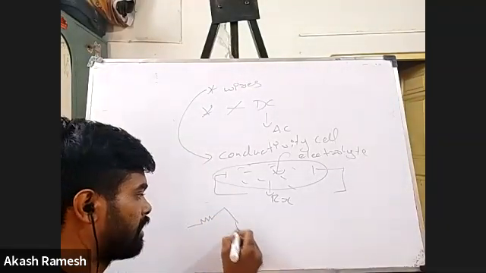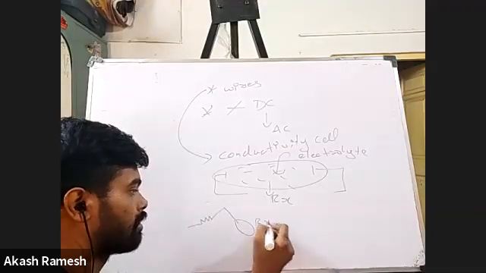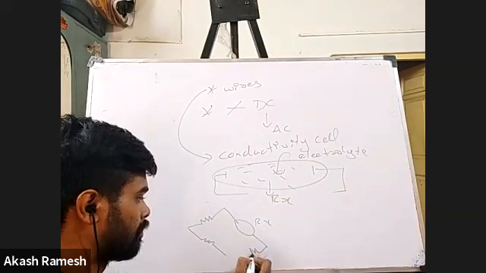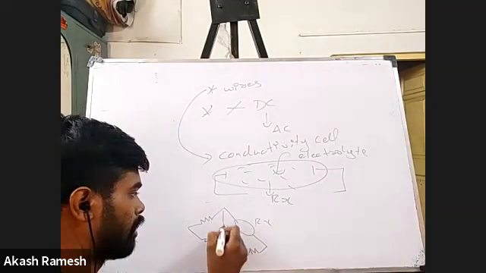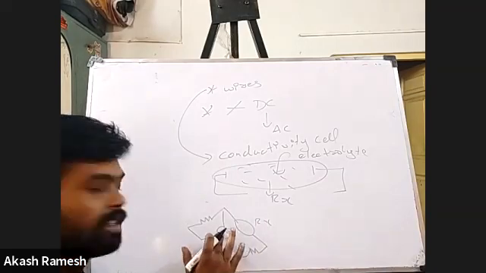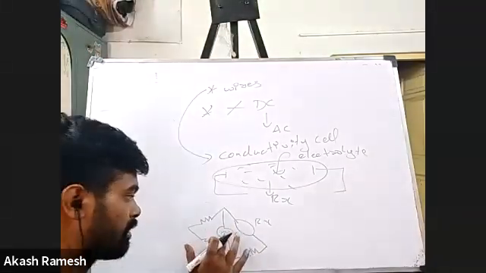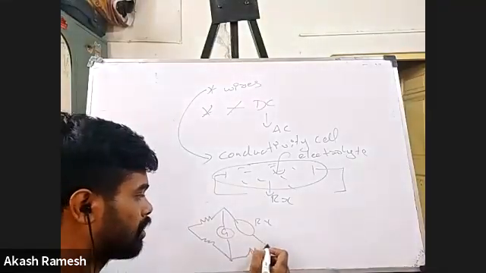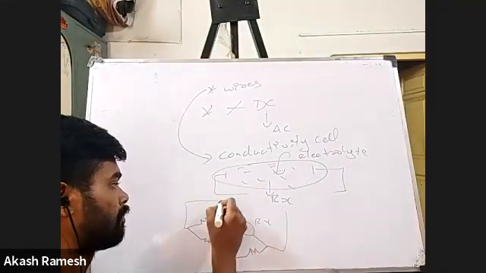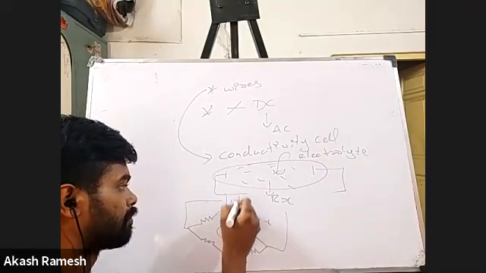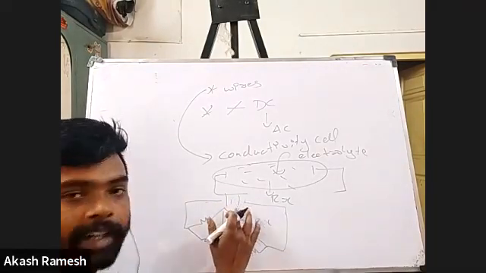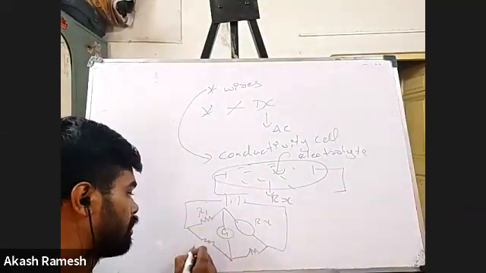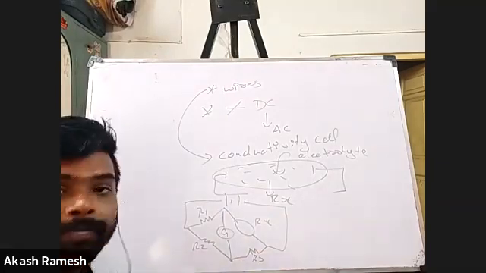Say this is my conductivity cell. This is my Rx. Now I have to use alternating current, not DC. Sorry, this is the galvanometer, and obviously this will be connected to the battery. Now remember, this is an alternating source, not direct current. Now this is R1, this is R2, this is R3.